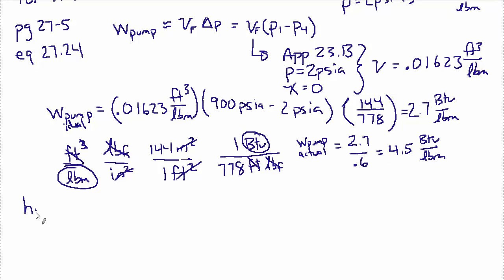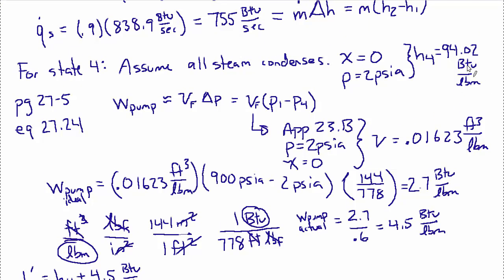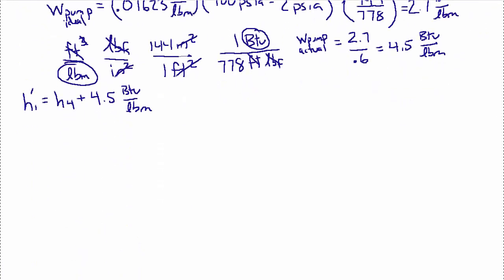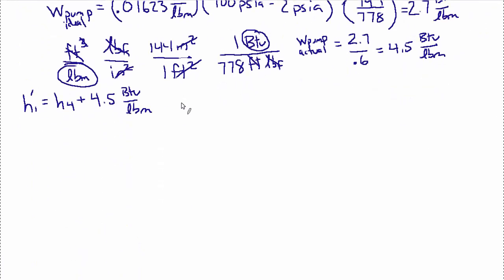So H1 then would have been H4 plus the change in enthalpy because of the pump, 2.7, but now we're finding H1 prime, the actual H1 state. If it's not isentropic, it's not 100% efficient, we actually have to add the 4.5 BTU per pound. And just recall that H4 was this 94.02. So 94.02 plus 4.5, we're going to get 98.52 BTU per pound.